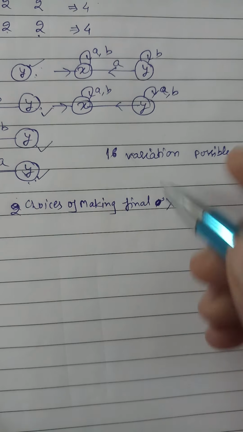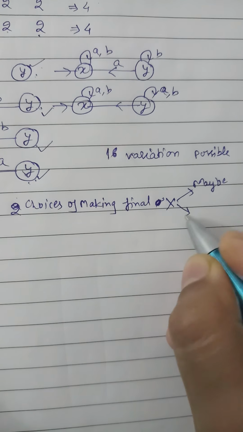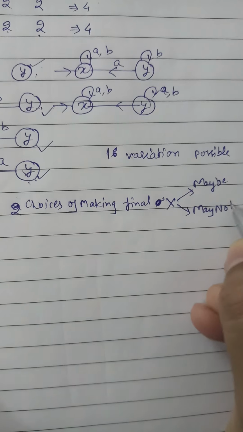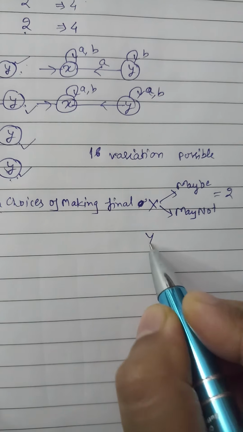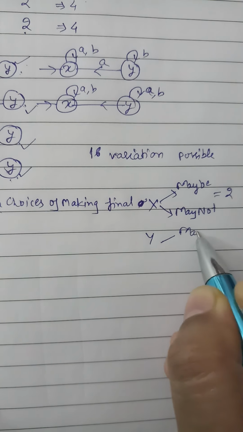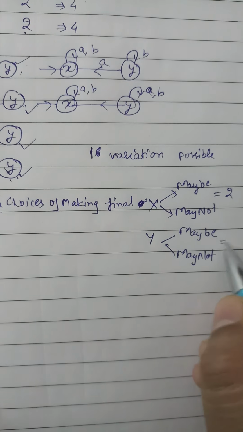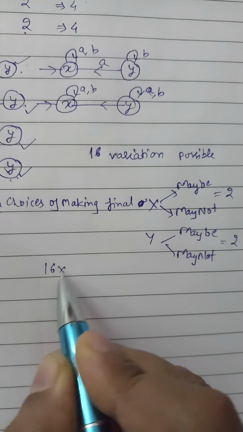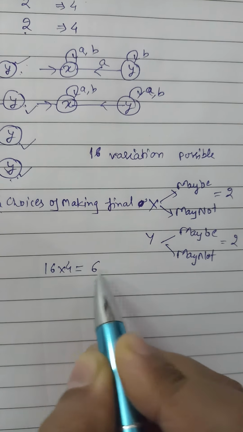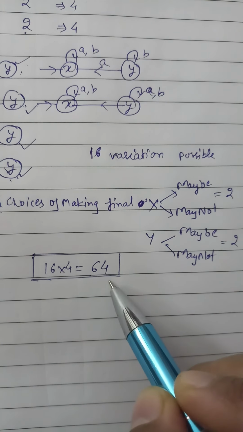Two choices of making final state. X, because x is an initial state, so it may or may not be a final state. So there are two choices. In a similar way for y, it may be a final state or may not be a final state. So two choices. So 16 into 4 is equal to 64. So total how many DFAs are possible? 64 DFAs are possible.